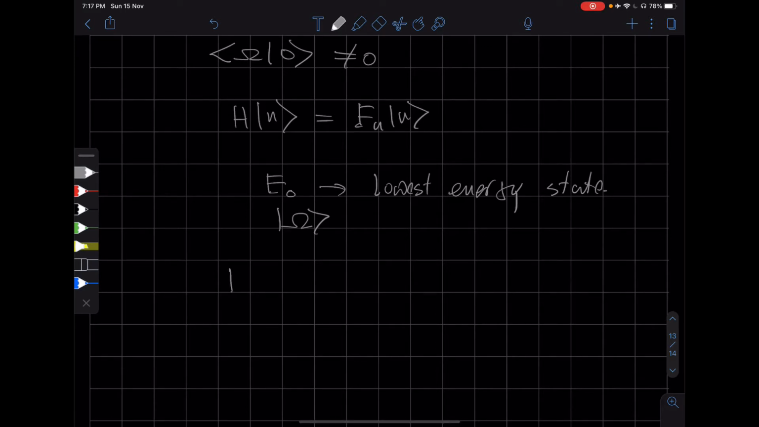But if I take the vacuum of the non-interacting theory, we can now express it in terms of the eigenstates of the interacting theory. Of course, the first expansion would be this, and then there will be the higher energy states. So the sum will be from 1 to infinity, and here I have |n> and the overlap between n and 0.